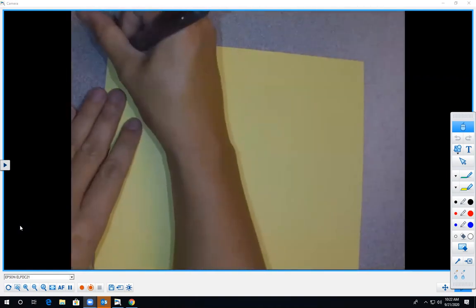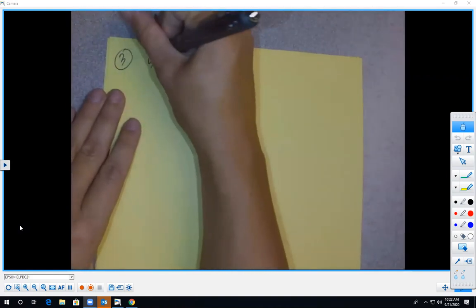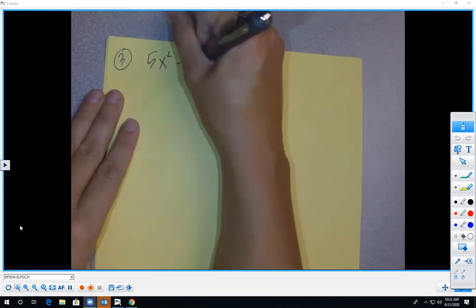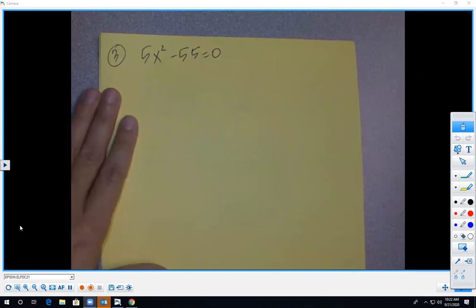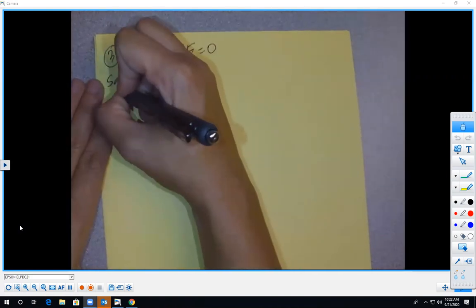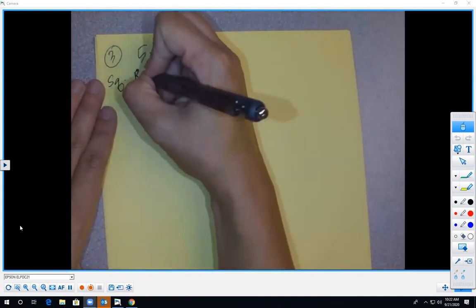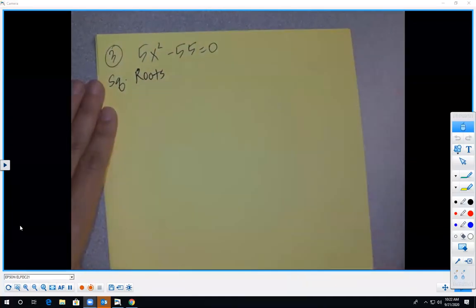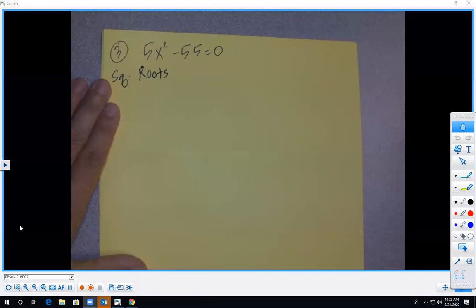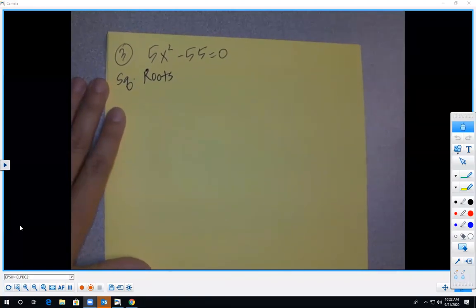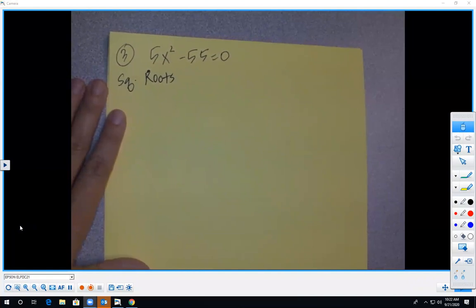If I had the problem, this is number 3, 5x squared minus 55 equals 0. We are going to solve this problem using square roots. Could you solve this problem by using the quadratic formula? Yes. What's your A value? 5. What's your B value? 0. There's not a BX here. And what's your C value? Negative 55. Plug it in, you'll get 2 answers. Okay, that's one way to do this.